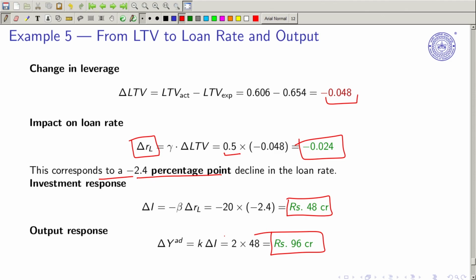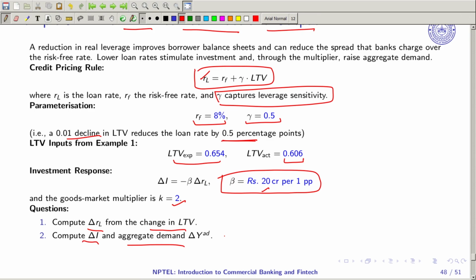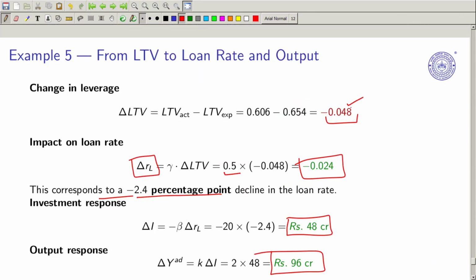What is the learning here? Given the expected loan to value and the actual loan to value, we take the difference. On this difference, the gamma parameter that we apply on the delta LTV gives 0.024, which means almost a 2.4% decline in the loan rate. This 2.4% decline increases your investment by 48 crore, and this leads to an increase in the aggregate output of 96 crore.